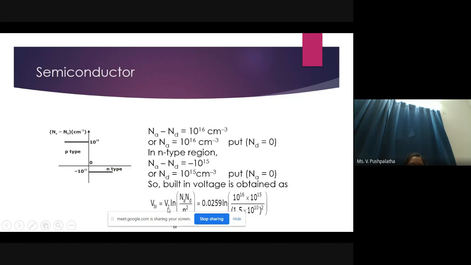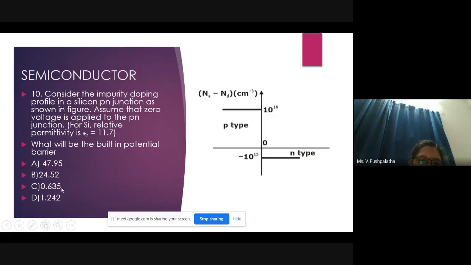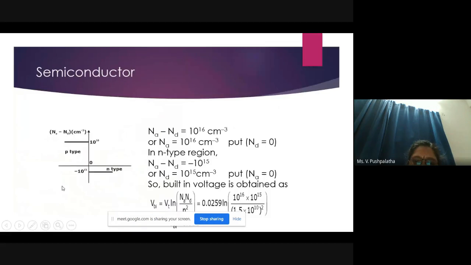So your Vt thermal voltage is 25 millivolt, or I can write 0.0259 ln of 10 power 16 into 10 power 14 and Ni square value. So if you substitute the value, you will get around 0.635. Correct? See, you substitute all these values, right? You will get 0.635, right?